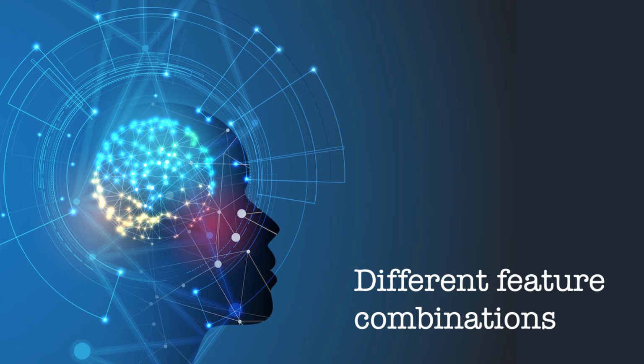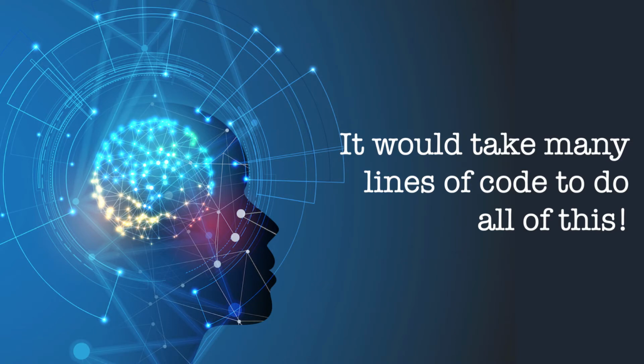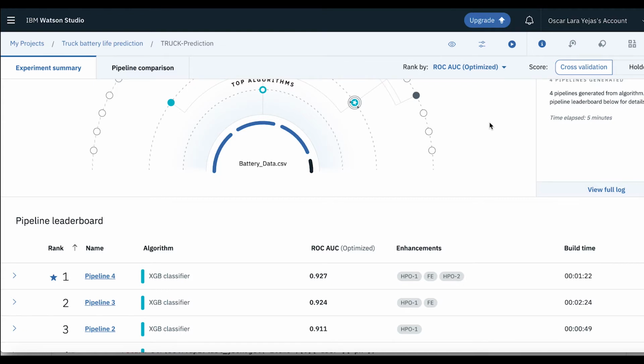If I were to implement this manually, it would take me hundreds of lines of code to train each possible algorithm, then implement a search method to find the best hyperparameters, and then try out different combinations of features, and finally compute all quality metrics and compare among all the models. Fortunately, AutoAI just did all of that for me.